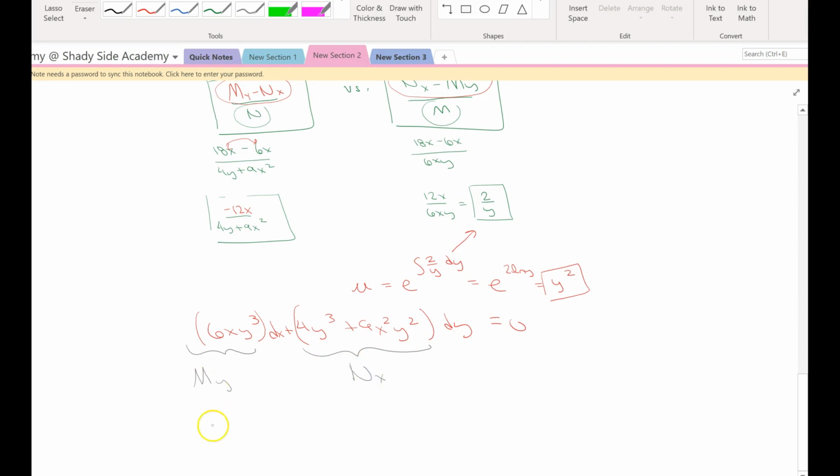M sub y here is going to be 18xy squared. N sub x is going to equal, here it is, 18xy squared. And now we have an exact differential equation. Woo-hoo! Yay!